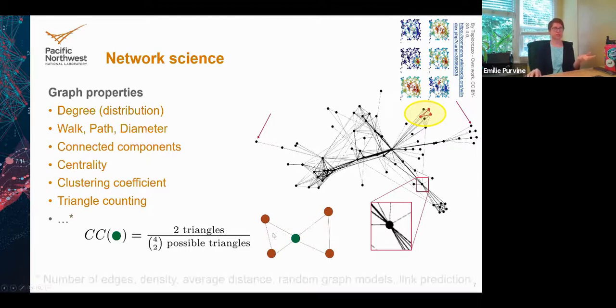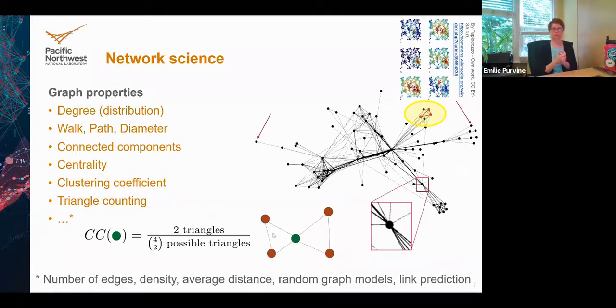So that's just a flavor of network science. There's plenty of other things that people consider: number of edges, density, so number of edges divided by total number of possible edges, average distance. You can look at random graph models. So if I have some real data, can I simulate a graph that kind of looks like it in distribution using a random model? Sometimes people like to ask about link prediction. If you have a dynamic graph, maybe friendships or something, can we predict who the next pair of friends is going to be?